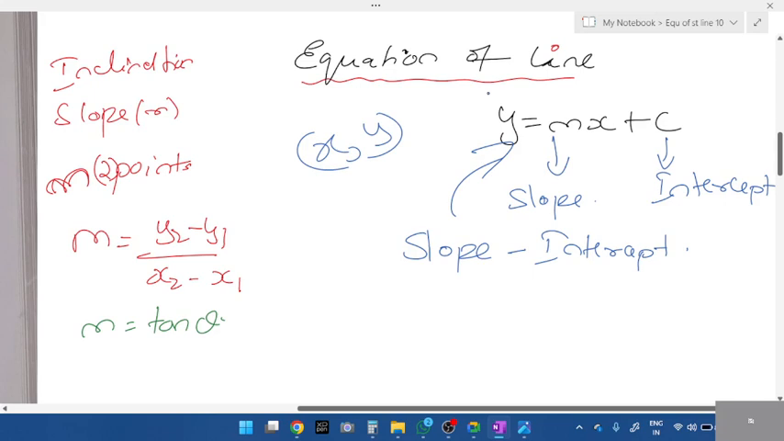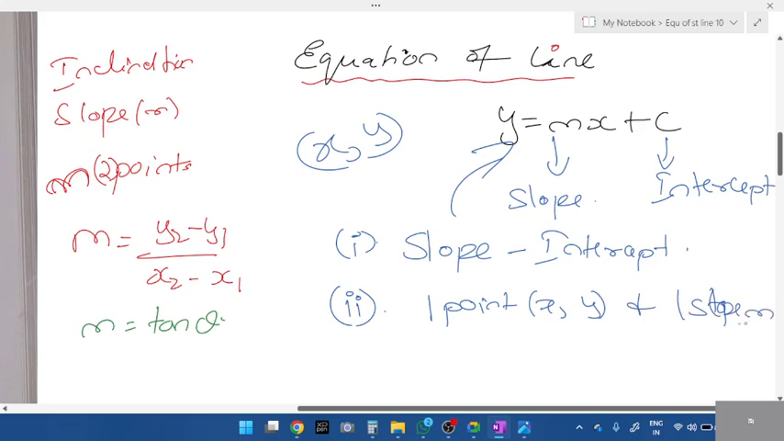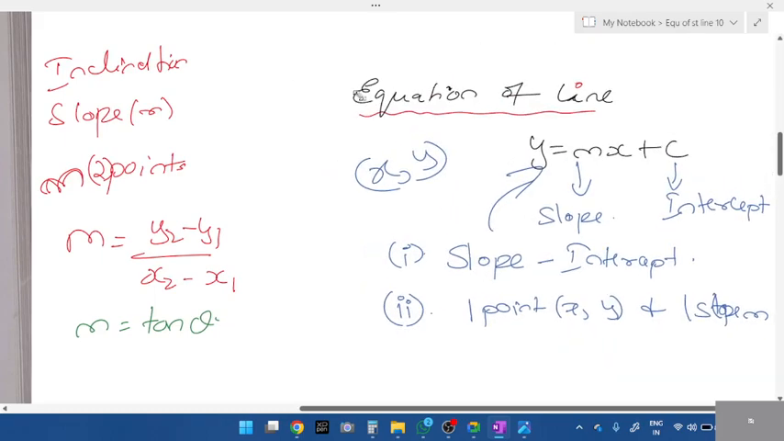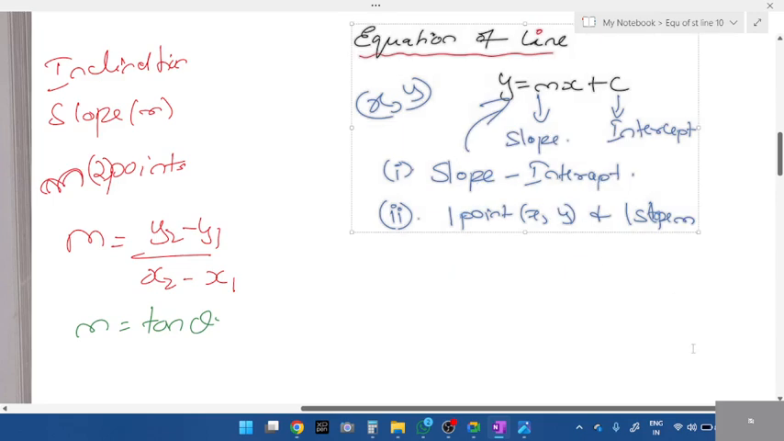Next, the equation of a straight line. There are three types. The first is the slope intercept form, y equals mx plus c. The second one, in order to find the equation, you need a point and a slope. One point, that is x comma y, and one slope, m. This is the second type of equation. So if the slope is different, the equation is different. Don't get confused. For the equation, we have three types.